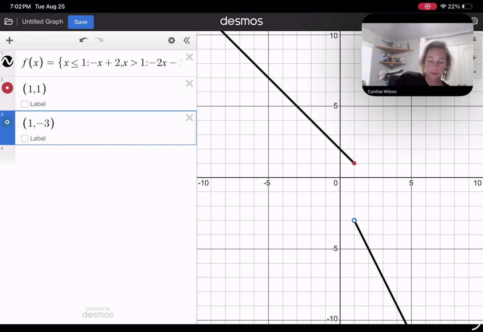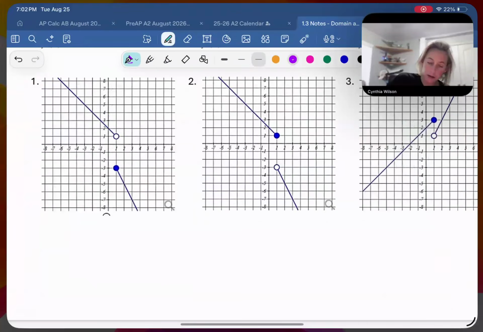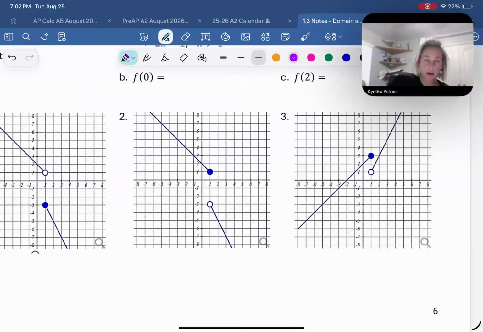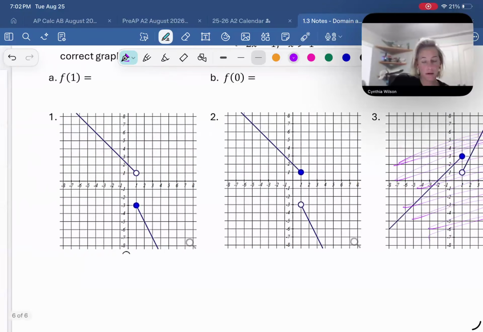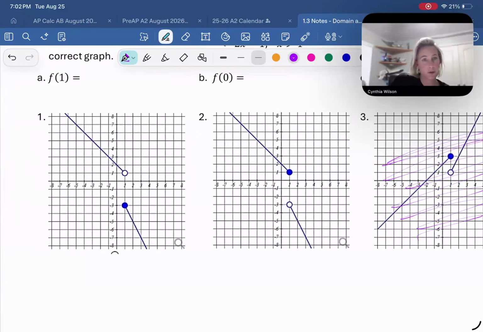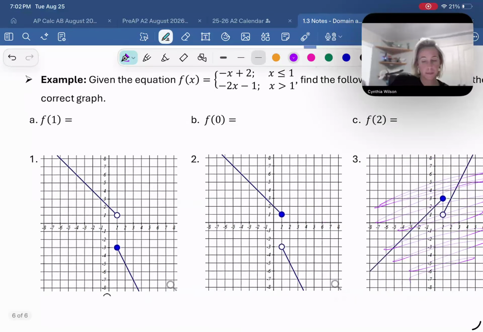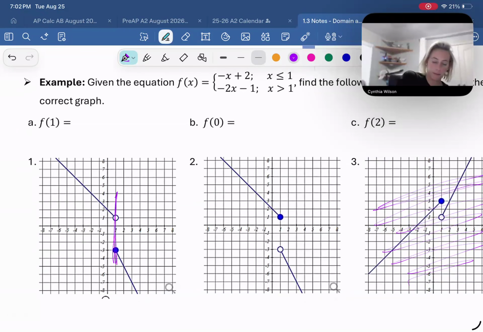Okay. So we're supposed to match the graph. Okay, I know it can't be this one over here because it doesn't match the graph at all. All right, so the only difference between these two is the open versus closed. All right, so here's my 1 on both of these. All right, so my choices are x is less than or equal to 1, x is greater than 1.